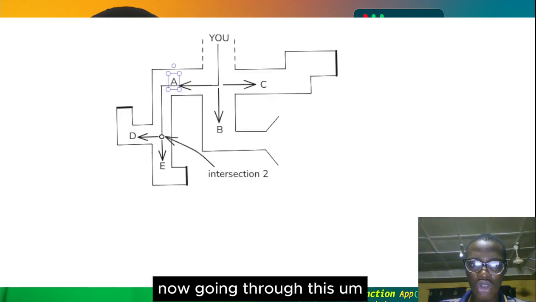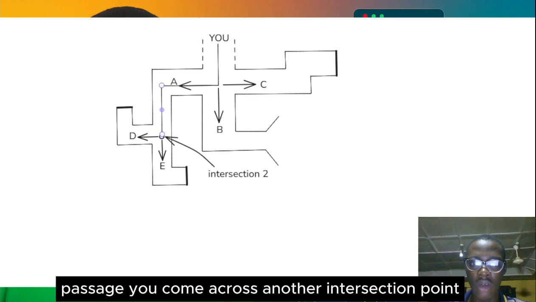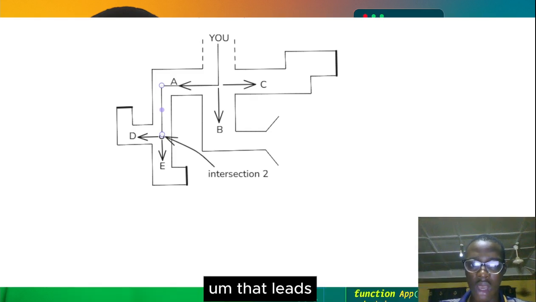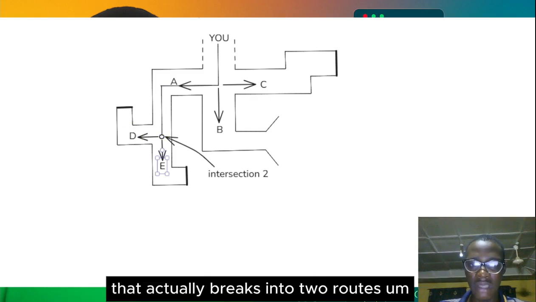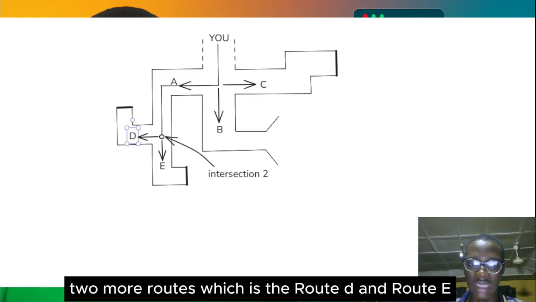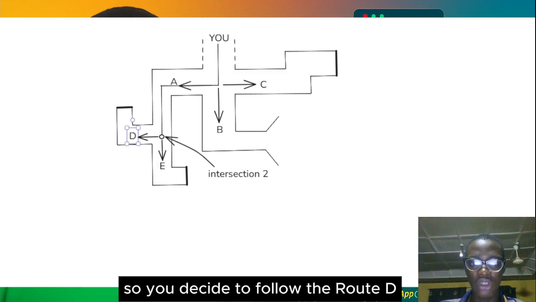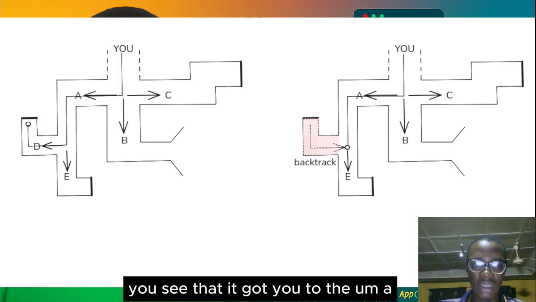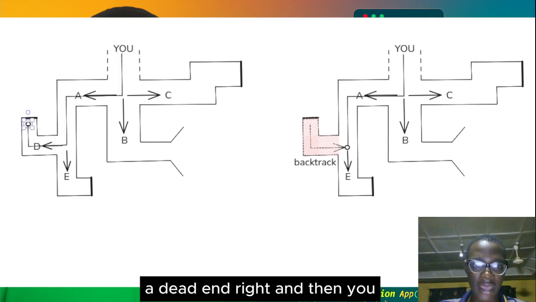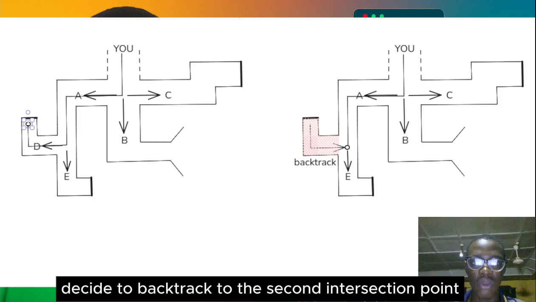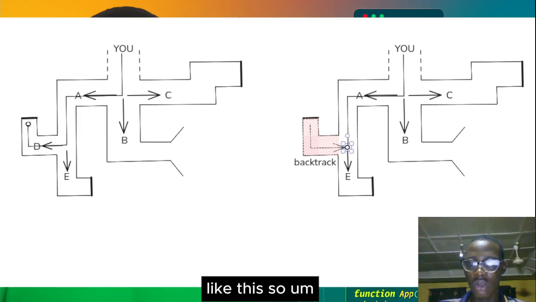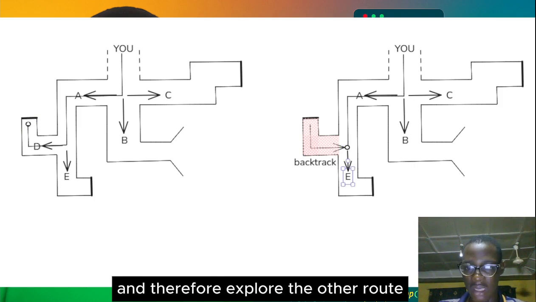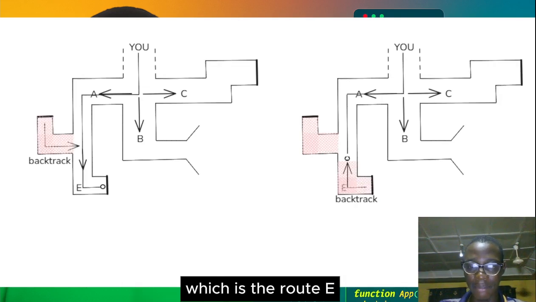Now, going through this passage, you come across another intersection point that breaks into two more routes, which are route D and route E. So you decide to follow route D. Upon following route D, you see that it gets you to a dead end, right? And then you decide to backtrack to the second intersection point, and therefore explore the other route, which is route E.